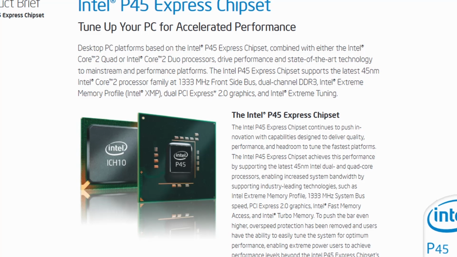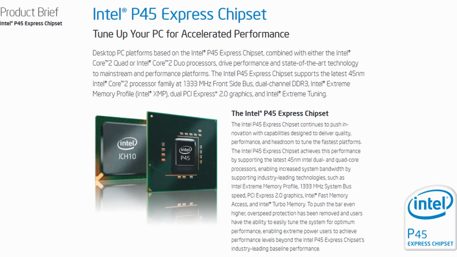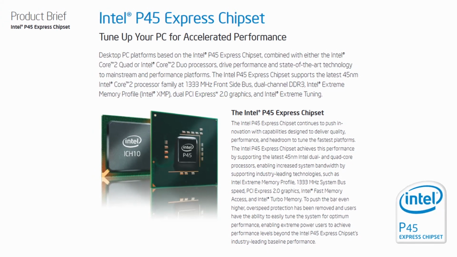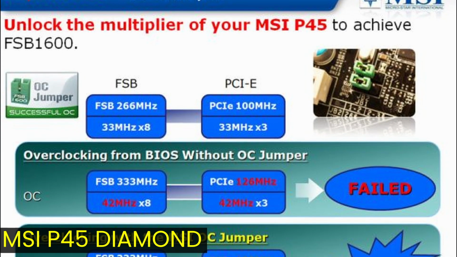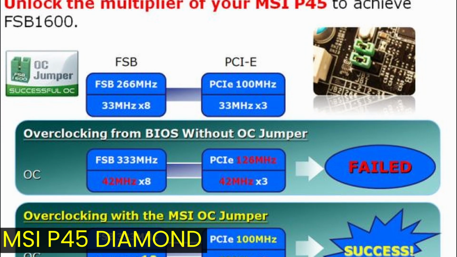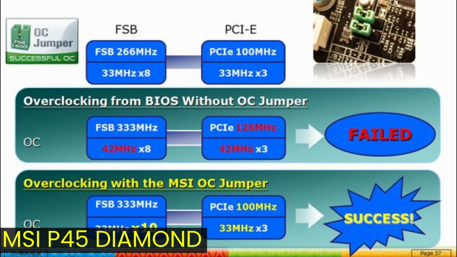About 1 year later, around June 2008, Intel launched the P45 Express chipset also for the LGA 775 processors. MSI retained the OC jumper as a way to increase the front-side bus frequency from 266 MHz to 400 MHz, though it was rebranded as Rapid Boost. It wasn't until the launch of the Intel X58 chipset for LGA 1366 processors that MSI switched from the old-fashioned jumpers to the more user-friendly switches.